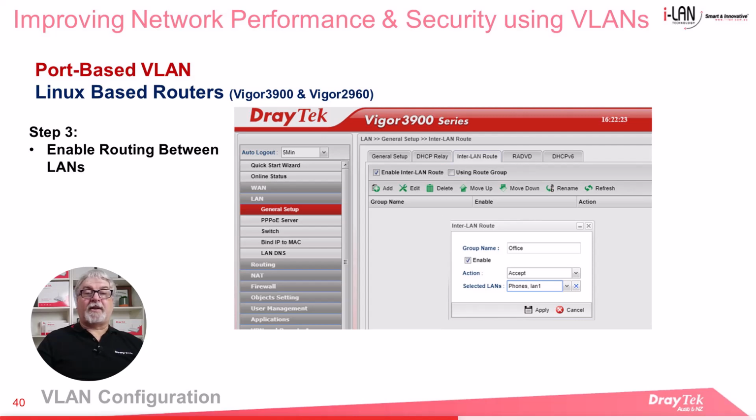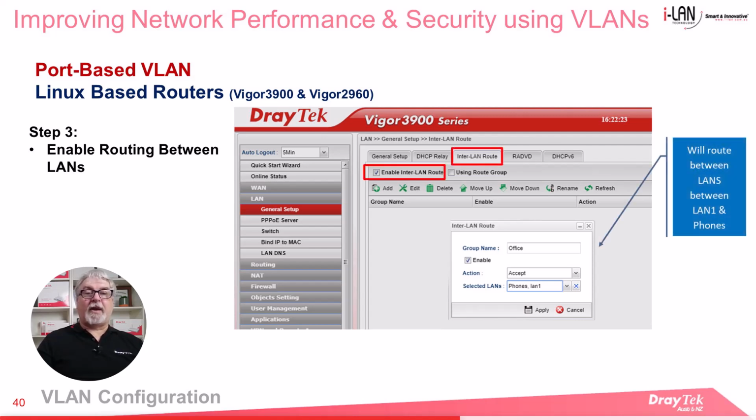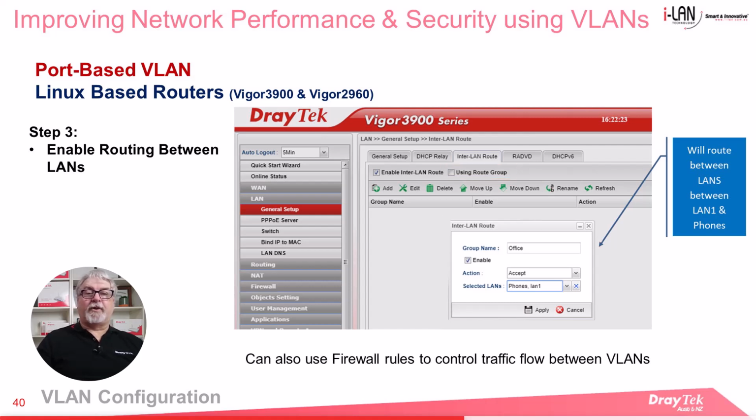To do that, select Enable Inter-LAN Route in LAN General Setup under the Inter-LAN Route tab. With the Using Route Group feature, you can use groups to allow or block routing between VLANs. Firewall rules can also be used to control traffic flow between VLANs.